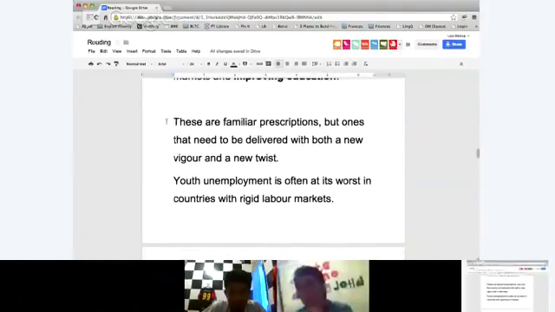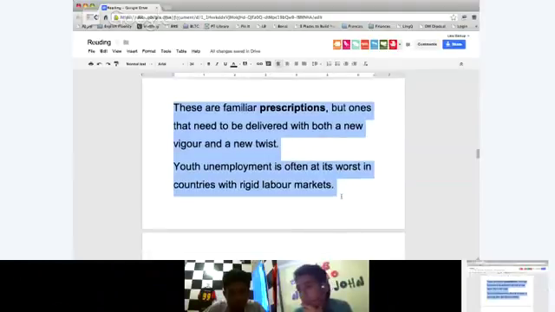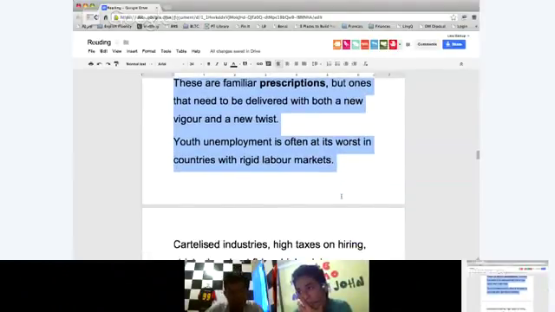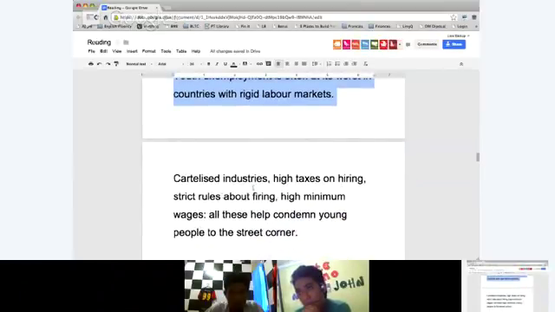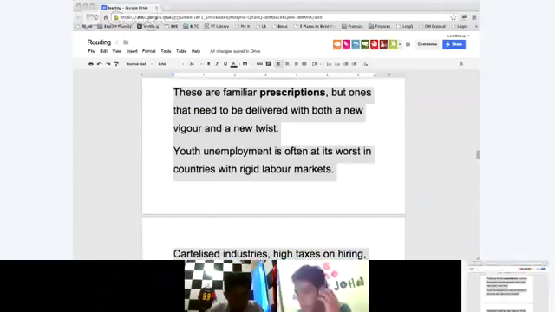Okay? These are familiar prescriptions, ways to solve problems. Prescriptions are also for medications. These are familiar prescriptions, but ones that need to be delivered with both a new vigor and a new twist. Youth unemployment is often at its worst in countries with rigid labor markets. Cartelized industries, high taxes on hiring, strict rules about firing, high minimum wages, all these help condemn young people to the street corner.